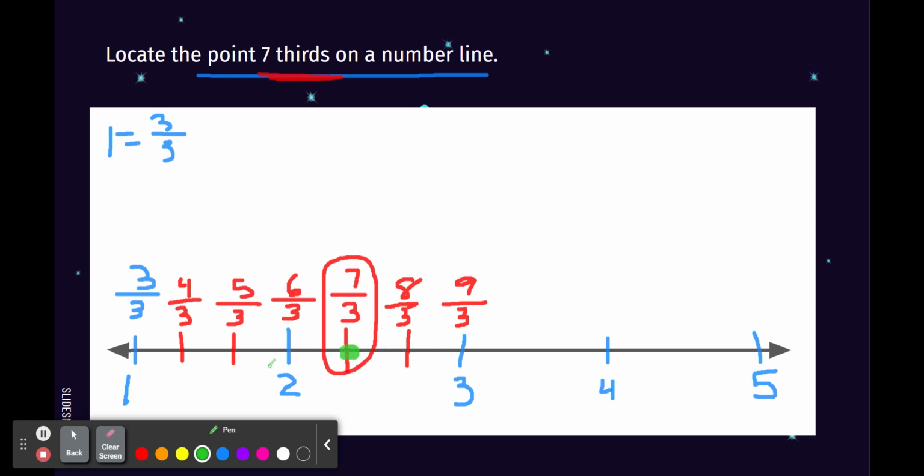We can also see from here that 7/3 is 2 wholes plus one more third. So another way of saying 7/3 is 2 and 1/3. This is the spot that we want to locate, and that's how we label it on a number line.